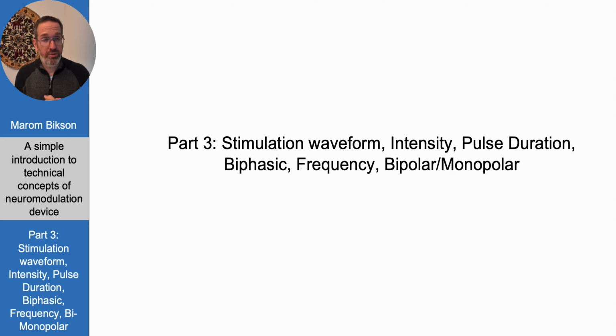Okay, moving on to part 3, and again, I'm really going to be focusing here on just giving you a very quick and intuitive introduction to concepts that come up in neuromodulation, technical jargon, words that are important to understand, not just if you're an engineer, but if you're a scientist or a clinician working in the space. Words like waveform, intensity, pulse duration, biphasic, bipolar. What do these terms mean?